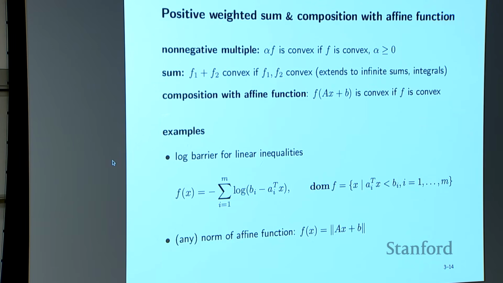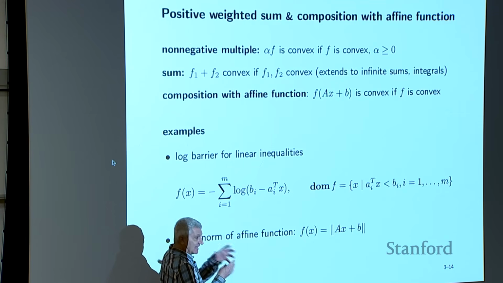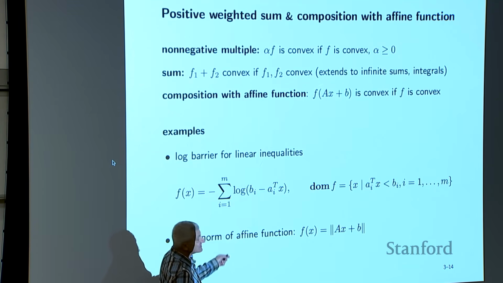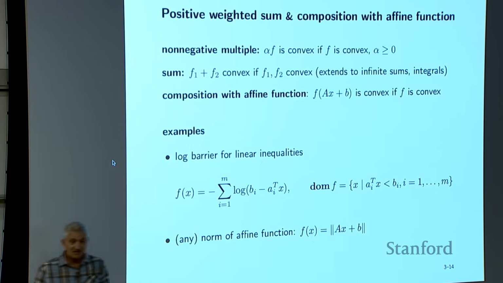Here's one, pre-composition with an affine function. So if I have an affine function, that's ax plus b, and I take that, and then I pump it into a convex function. This is a function of x, and it's also convex. And that's not hard to show. It kind of makes sense, right? Okay, let's look at some examples, okay?